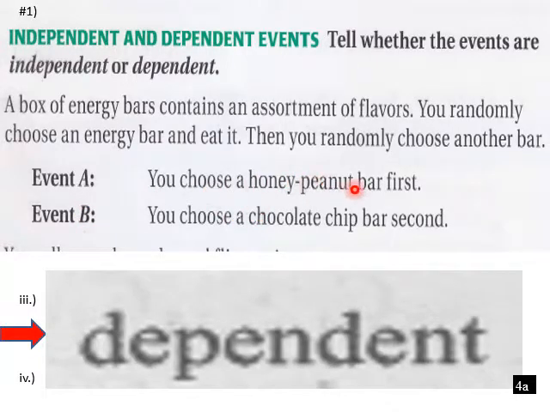Okay, you choose a honey peanut bar first. It would be dependent. Event B would be dependent on what you choose the first time around.